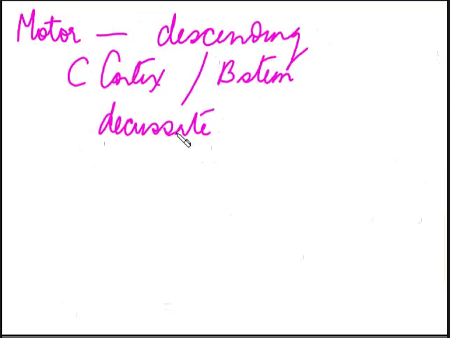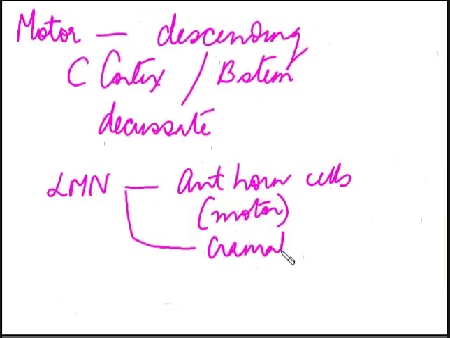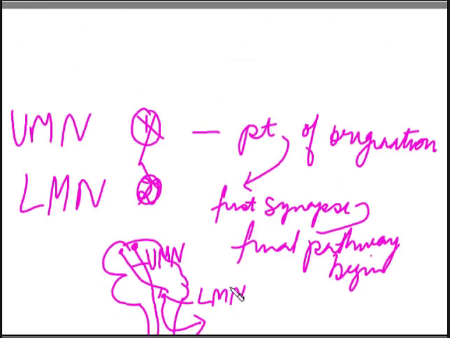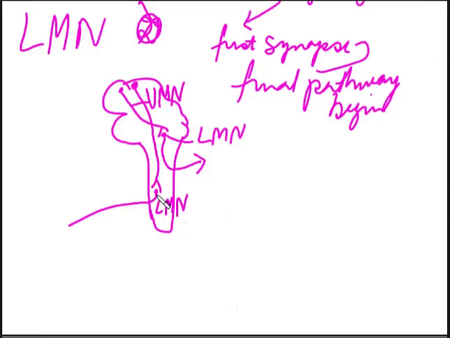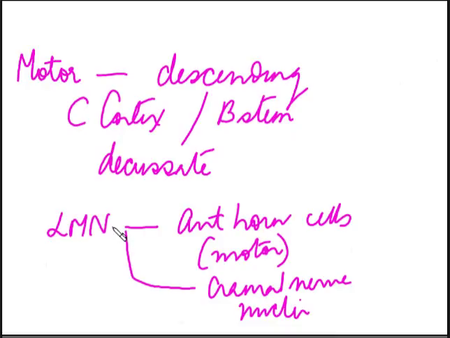Their final pathway, so the second or the lower motor neurons, is either from the anterior horn cells. If you remember, I had told you the anterior horn cells of the spinal cord gave rise to motor fibers or efferent fibers. So they are either the anterior horn cells or they are from the cranial nerve nuclei. If you see up here, as I've tried to show you, these lower motor neurons are from the anterior horn cells and these are the cranial nerve nuclei. So the second neuron, known as the neuron of exit, is the anterior horn cells of the spinal cord or the cranial nerve nuclei.